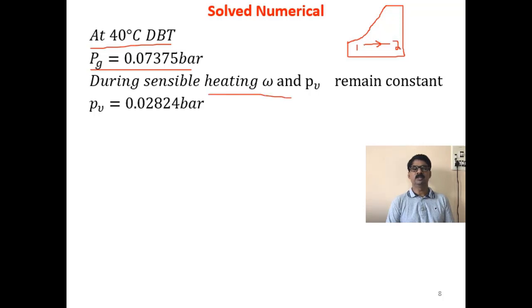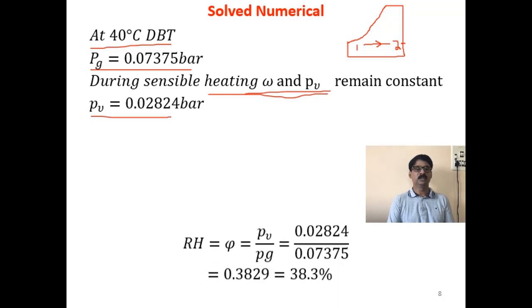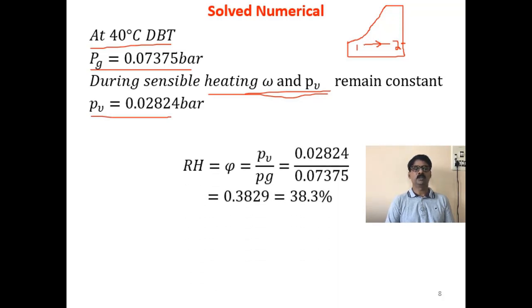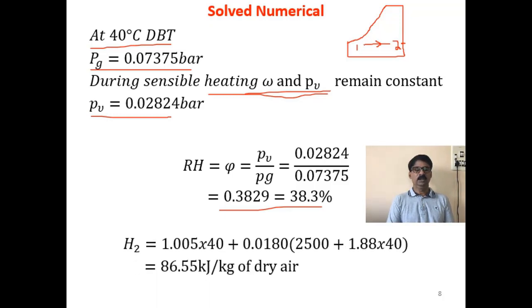During sensible heating, omega and PV remain constant. So if omega 1 is equal to omega 2, PV also remains constant. So PV is the same as at point 1, which is 0.02824 bar. RH is equal to PV by PG, and PG you just found out. So using this RH equation, phi is equal to PV by PG, and you can find RH as 0.3829, or approximately 38.3%.